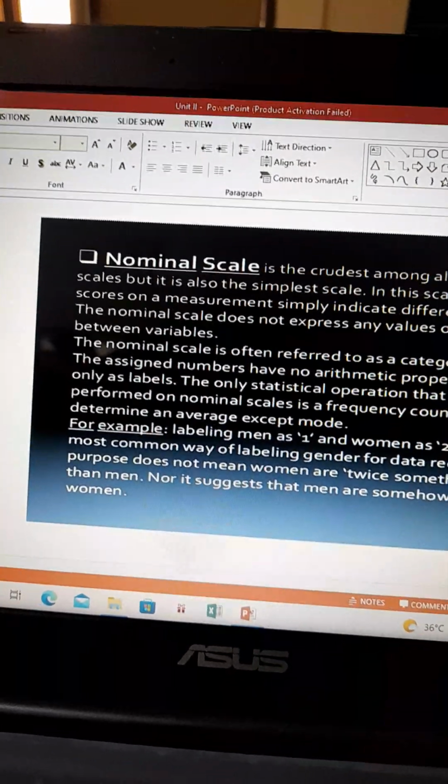Now we'll see the nominal scale. The nominal scale is the crudest amongst all the measurement scales, but it is also the simplest scale. In this scale, the different scores on a measurement simply indicate the different categories. The nominal scale does not express any values or relationship between the variables. So the nominal scale is also referred to as categorical scale.